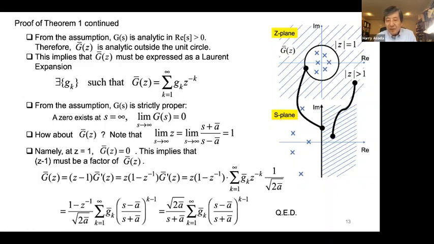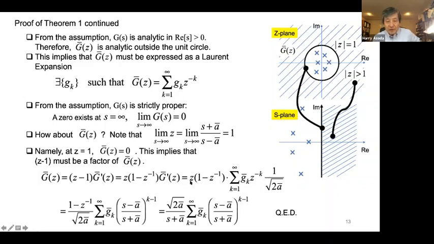There's 1 over square root of 2a. This particular part doesn't make any major difference. It just may influence the scale, but it's not important. The point is that this Laurent expansion does exist. Now we are almost there. So let's compute this, okay?